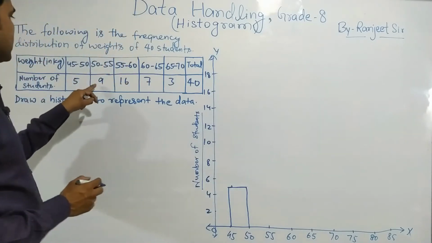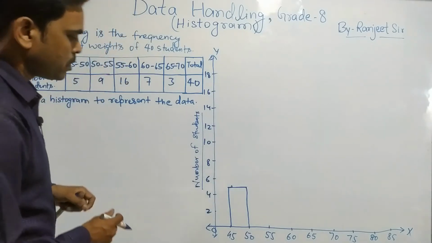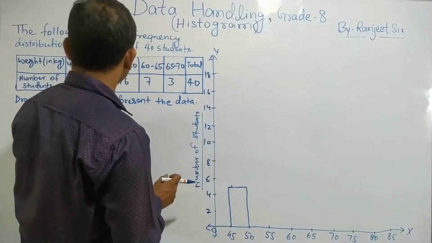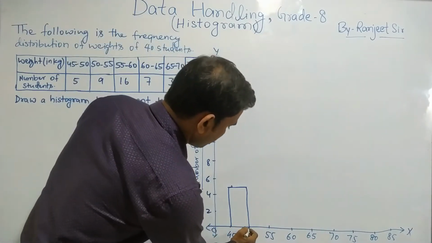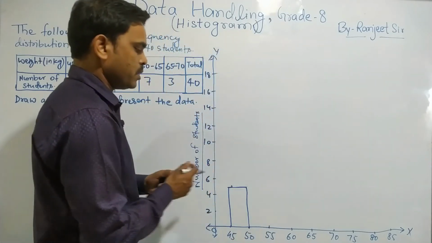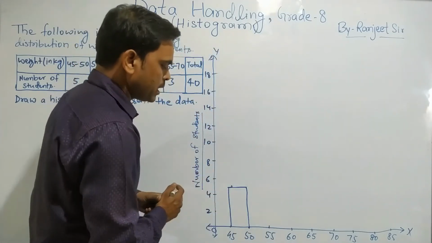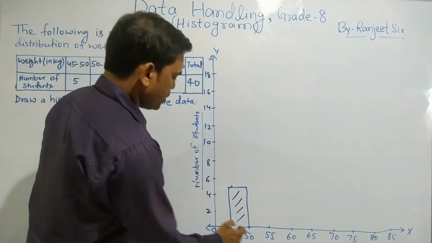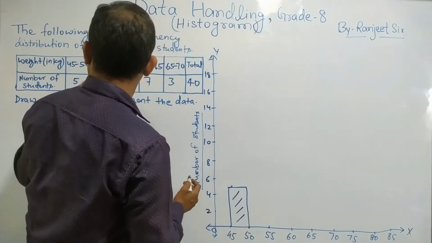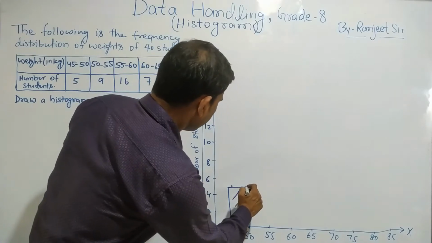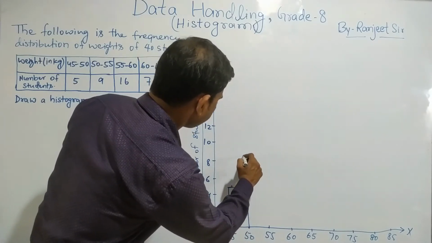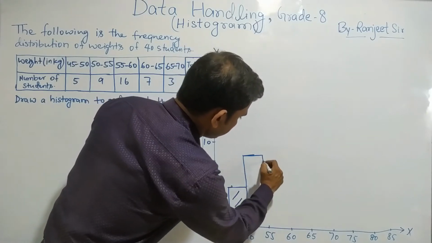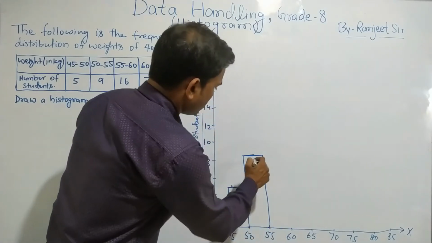Now the next one is 50 to 55. So this zone is for representing 9 students. So for 50 to 55, you will feel it is automatically getting close to this bar. It is 9 there, so you increase till 9. On graph paper, it will be very easy to represent.